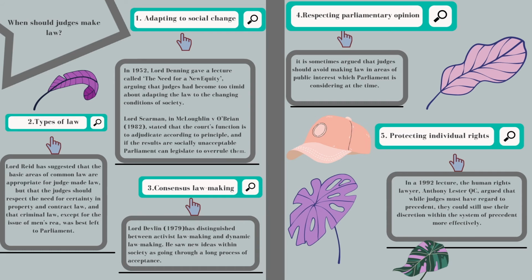Fourthly, respecting parliamentary opinion. It is sometimes argued that judges should avoid making law in areas of public interest which Parliament is considering at the time. And lastly, protecting individual rights. In a 1992 lecture, the human rights lawyer Anthony Lester QC argued that while judges must have regard to precedent, they could still use their discretion within the system of precedents more effectively.